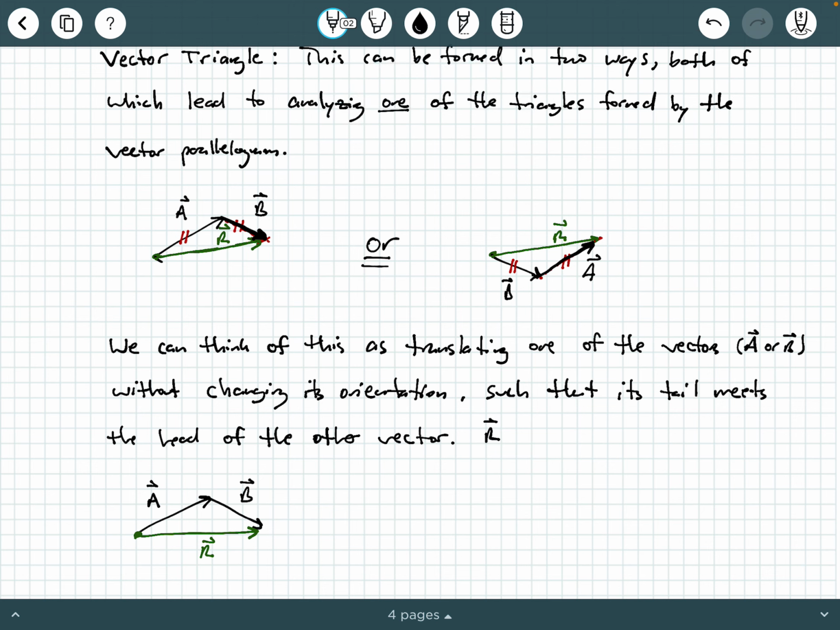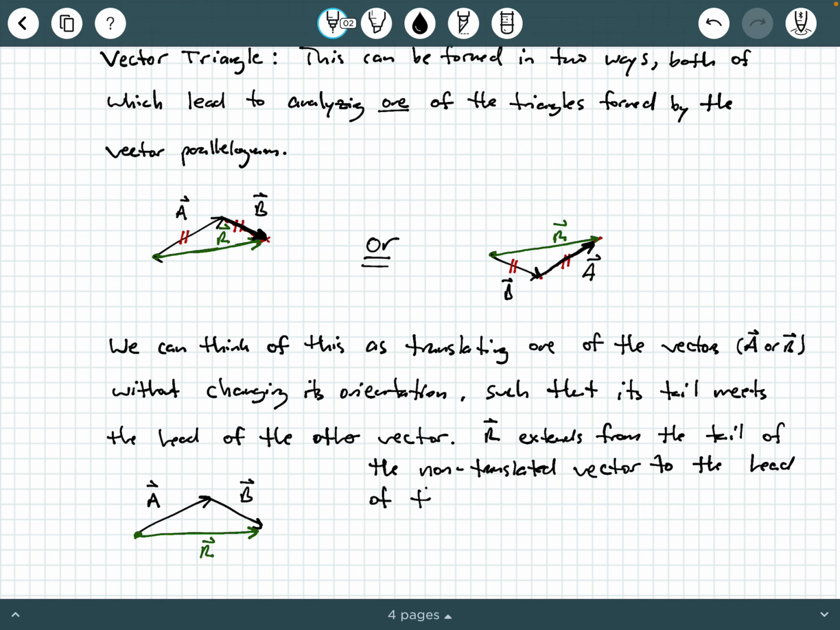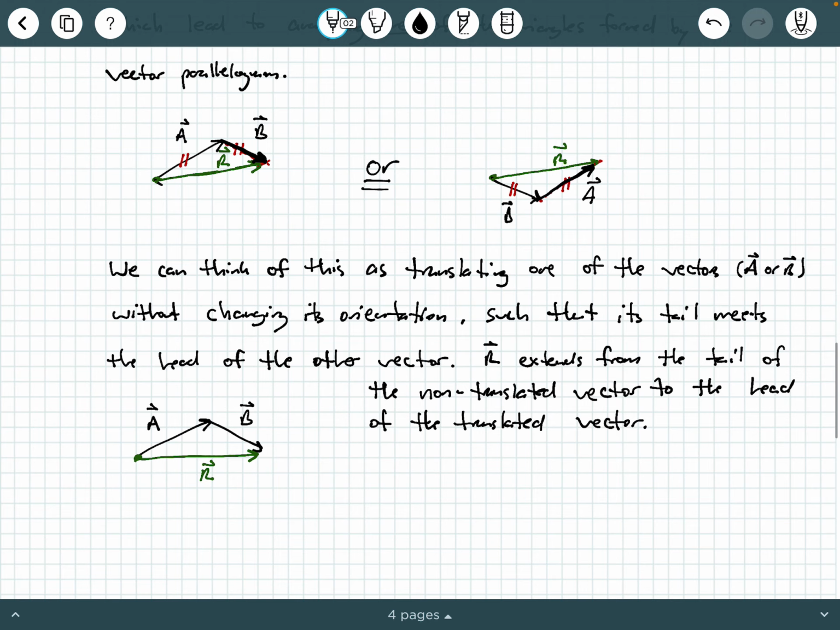R extends from the tail of the non-translated vector to the head of the translated vector. Okay, so what would the OR statement be here?